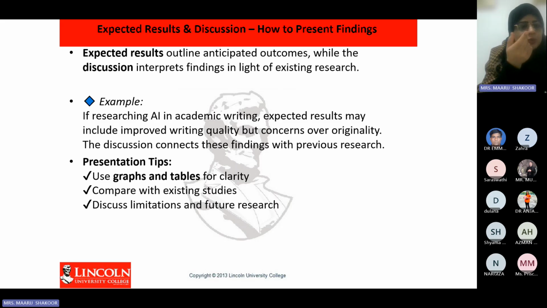Presentation tips: you can use graphs and tables for clarity, discuss limitations and future research, and how you are going to compare with recent studies which are already done. It will help you to find all this.